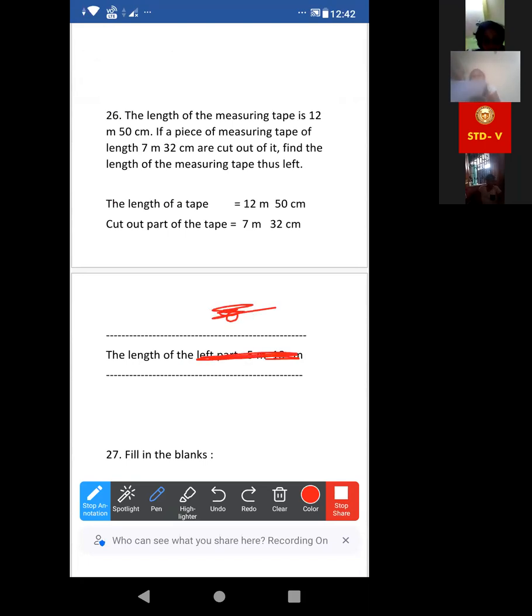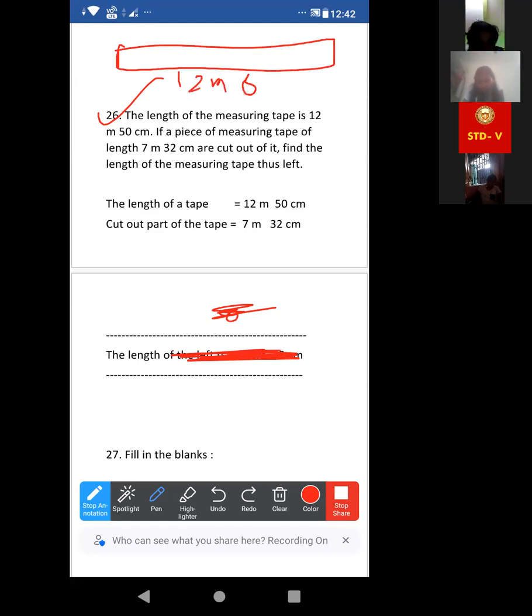I have covered what to do, subtraction, addition or multiplication, and I have covered the answer also. Look, number 26. I am reading the question. The length of the measuring tape is 12 meter 50 centimeters. Suppose there is a tape whose length is this 12 meter 50 centimeter.